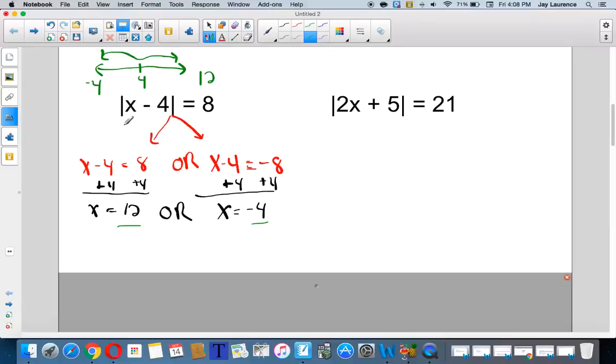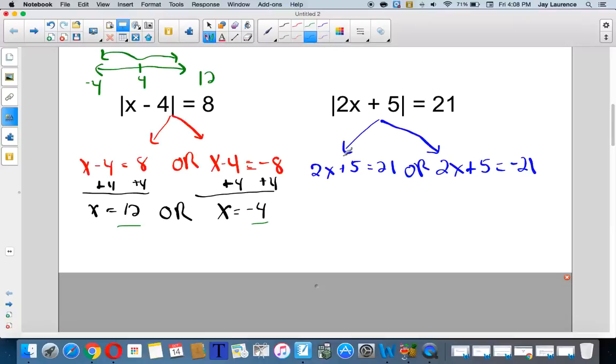Okay? The point is, it's very, very important, ladies and gentlemen, you need to write two equations or two inequalities. I don't know how many times I can say that. So for this one here, the absolute value of 2x plus 5 equals 21. Well, I'm going to break it up into two equations. Okay? And we're going to get 2x plus 5 equals 21, or 2x plus 5 equals negative 21.